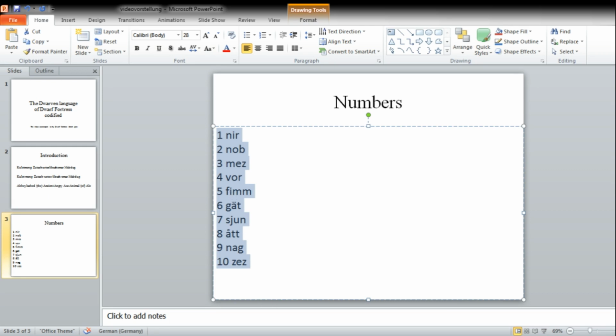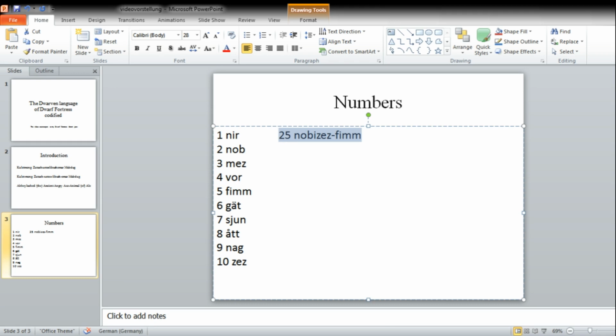So, for example, the word for 11 is zez nir. It's 10 plus 1. And the word for 12 is zez nob. 10 plus 2. And so on. And then if you want to say 20, you use the letter I for multiplication. So this is nobizez. 2 multiplied by 10. 2 multiplied by 10 is 20. Nobizez nir then would be 21. And then nobizez thim is 25. And so on.